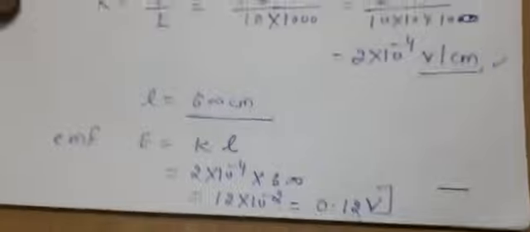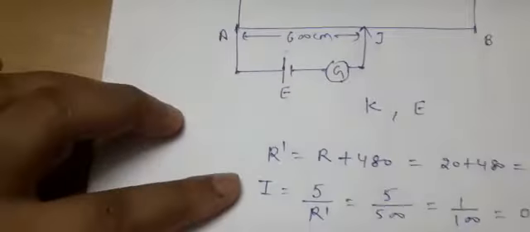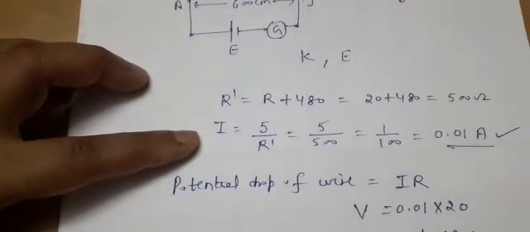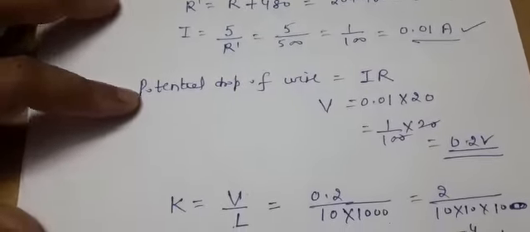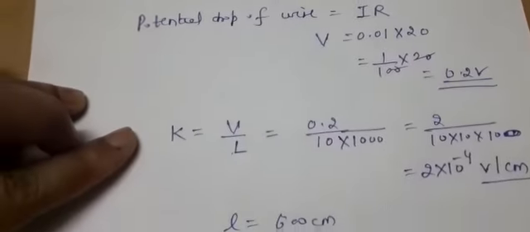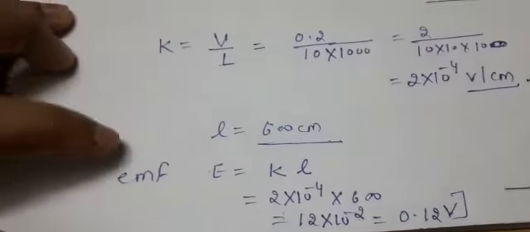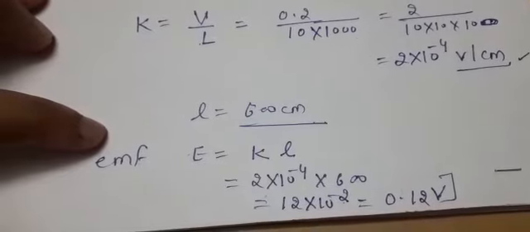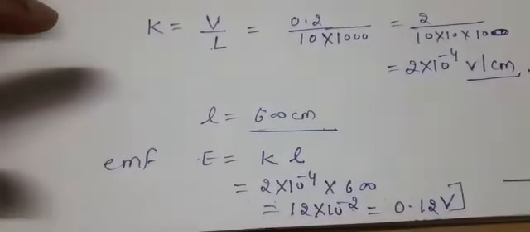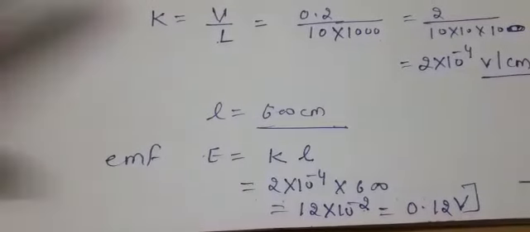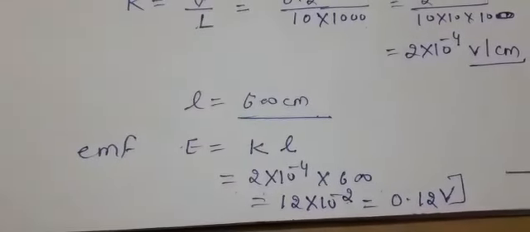So basically what we have to do in this numerical, see, first of all we have to find the total current flowing within the circuit, then the potential drop across the entire length of the wire. That will help you to calculate the potential gradient, and from there, using the principle of potentiometer, we calculate the EMF of the unknown cell that is connected in the circuit.